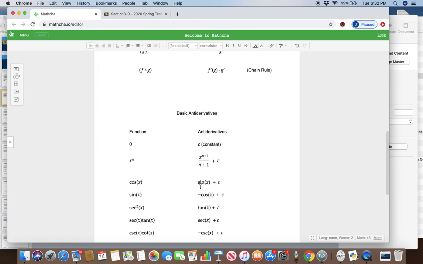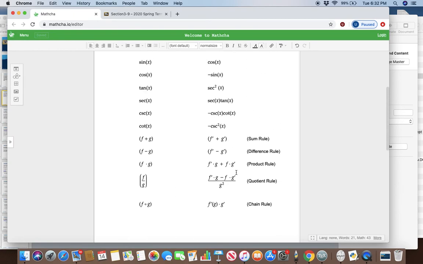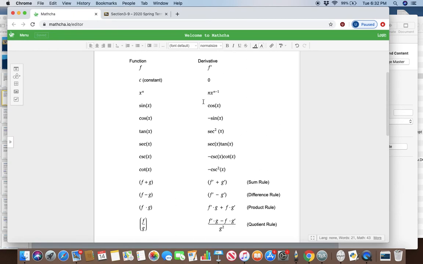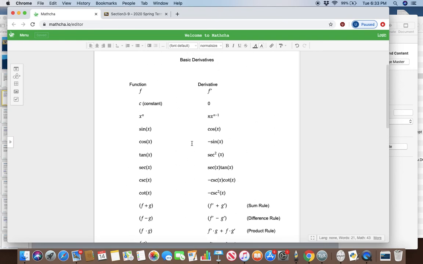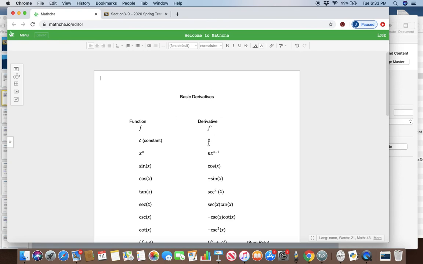Notice the table simply switches. Cosine gives me sine going back. Sine will give me minus cosine, minus to compensate for this minus. Secant squared should give me tan going back. Secant squared gives me tan, always plus a constant. So these are the basic antiderivatives. These are the basic derivatives.